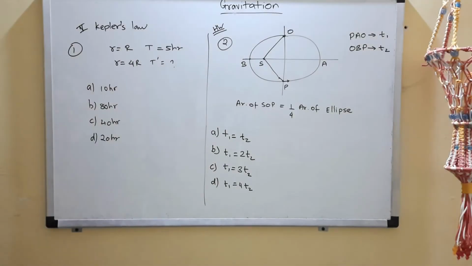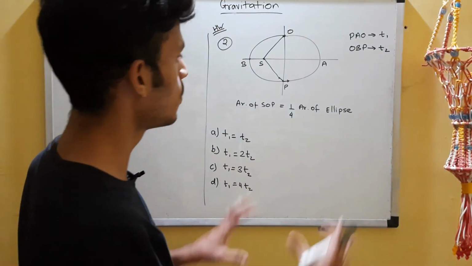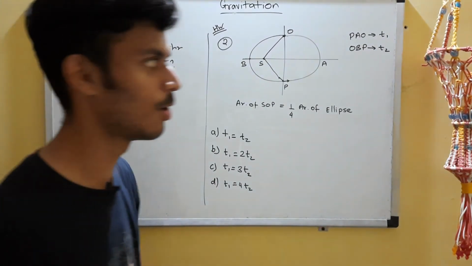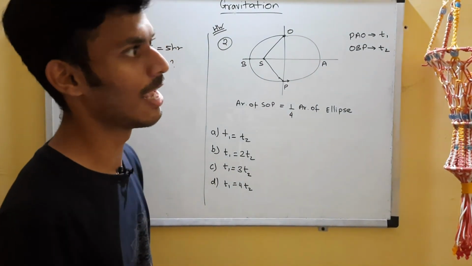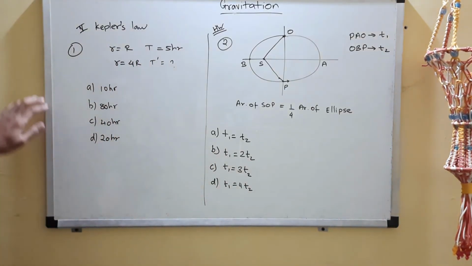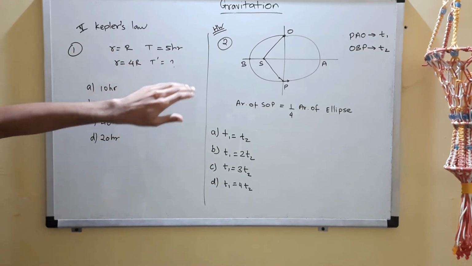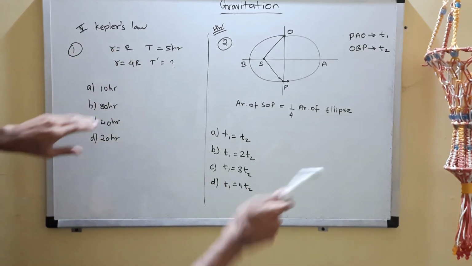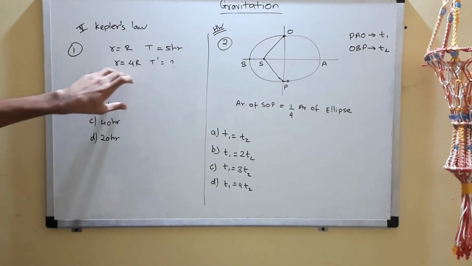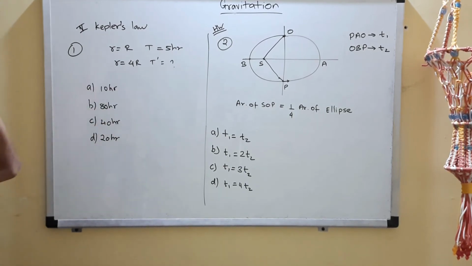So questions 1 and 2 from Kepler's laws. Question 2 is homework for you. It's based on Kepler's second law and the fact that areal velocity is constant. Anyways, let's come to question 1. You are told that when the radius of the orbit is R, the time taken is 5 hours for the satellite to revolve around that orbit. What will be the time taken if the radius of the orbit becomes 4R?